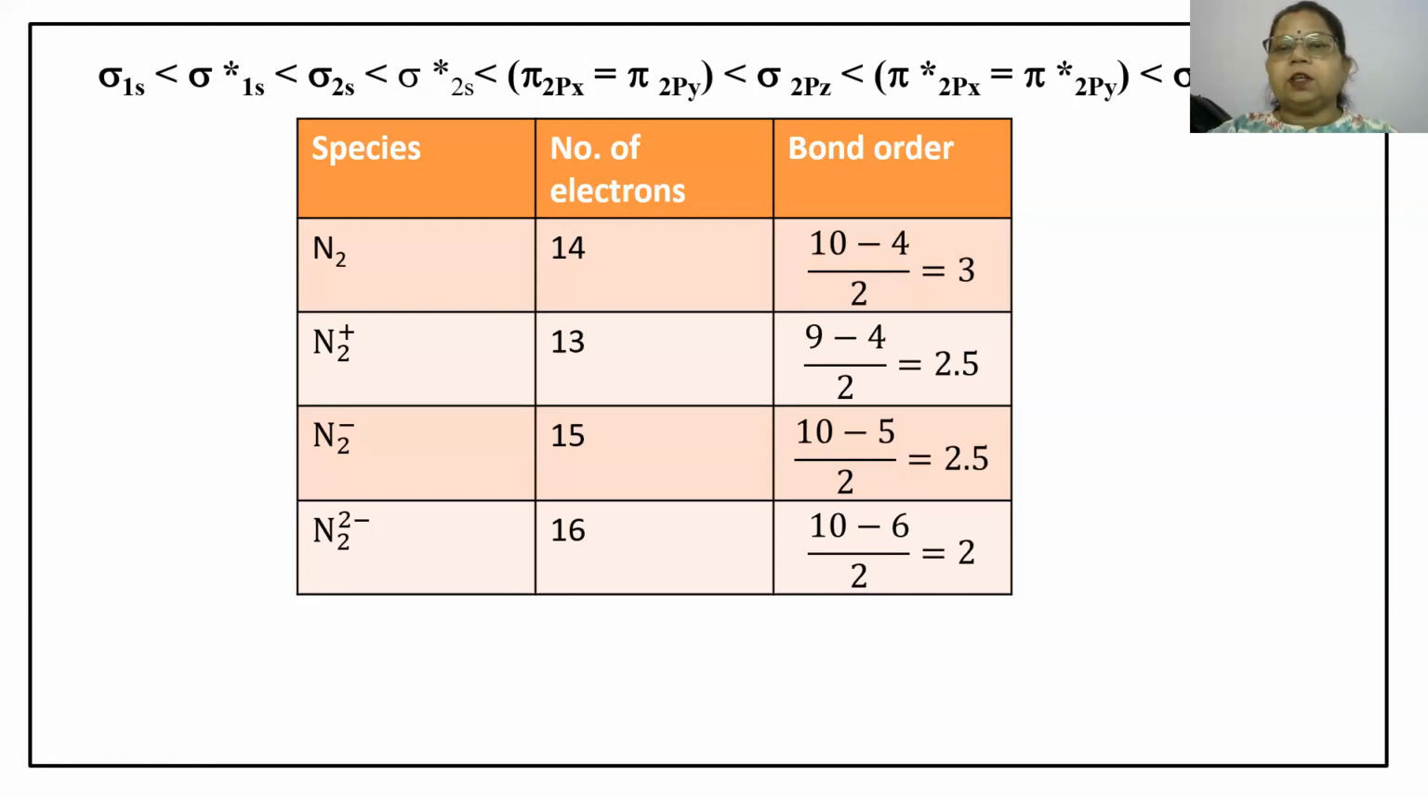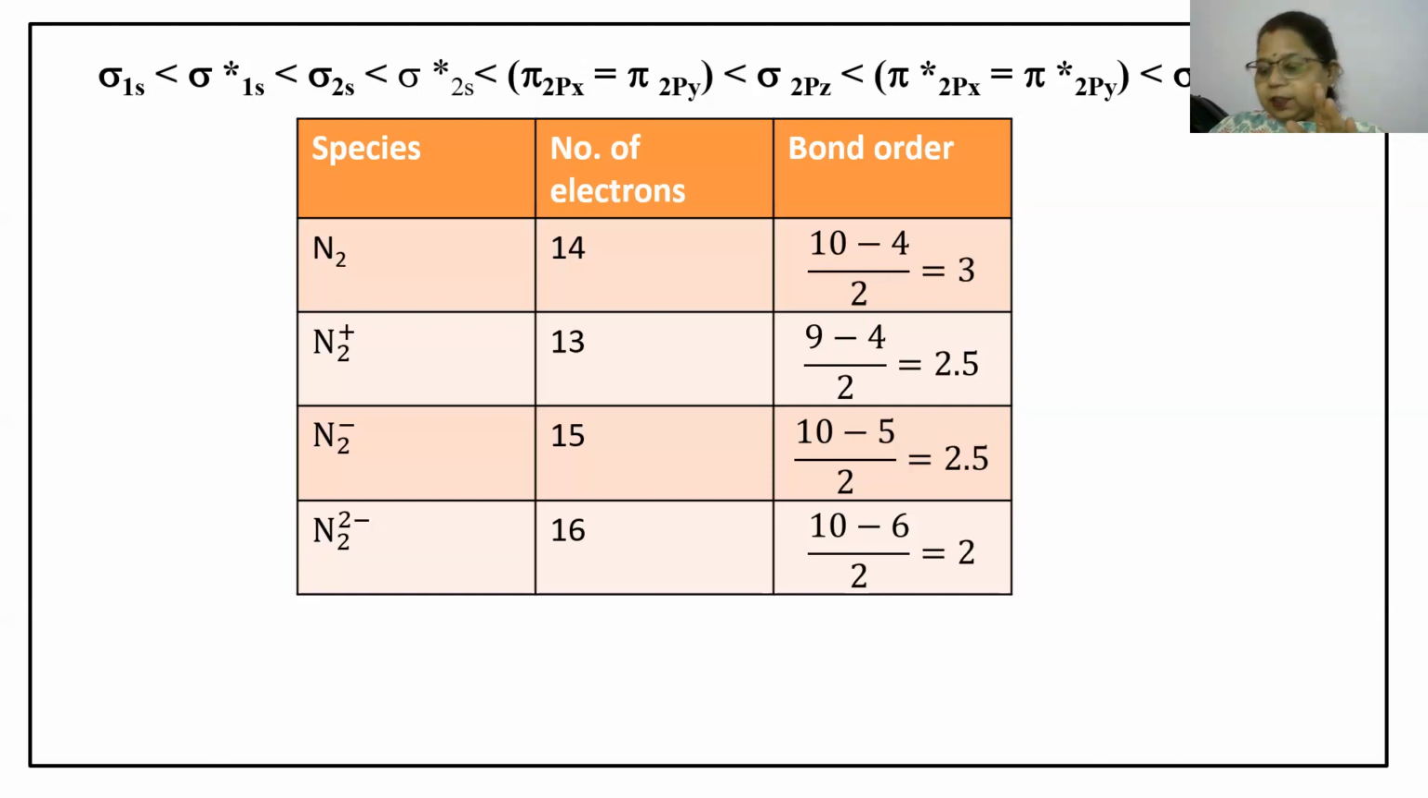As you can see at the top of my screen, how to write the electronic configuration of nitrogen is shown here. That is sigma 1s2, sigma 1s2 anti-bonding, sigma 2s2, sigma 2s2 anti-bonding, pi 2px2, pi 2py2, sigma 2pz, and it goes on like that. Now, since nitrogen's atomic number is 7, the N2 molecule will have 14 electrons.